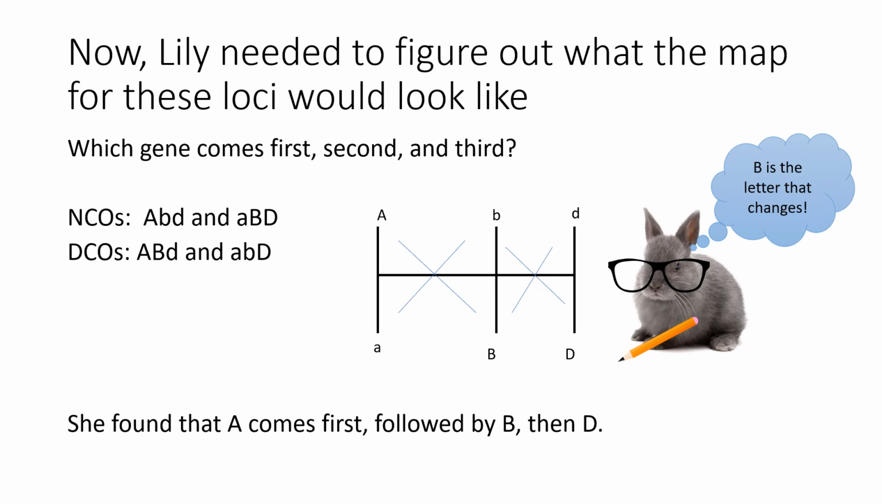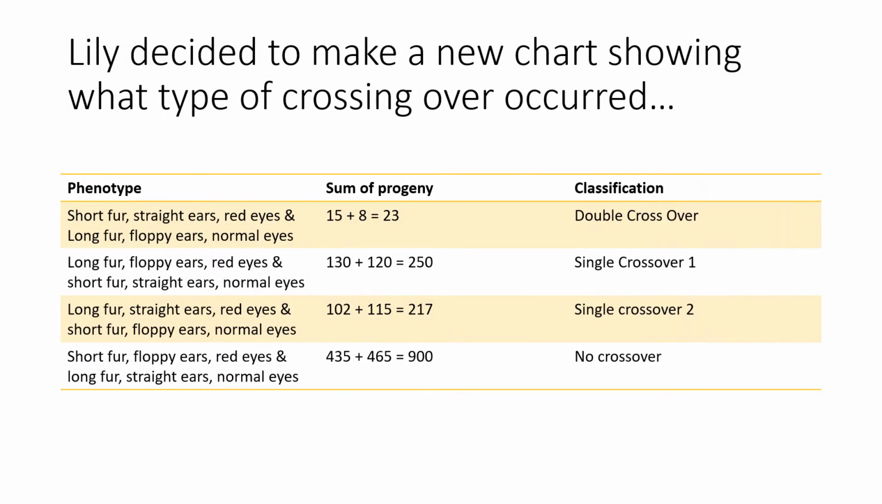Now Lily needed to figure out what the map for these loci would look like. Which genes come first, second, and third? She found that A comes first, followed by B, then D, because B is the letter that changes in the DCO. Lily decided to make a new chart showing what type of crossing over had occurred.